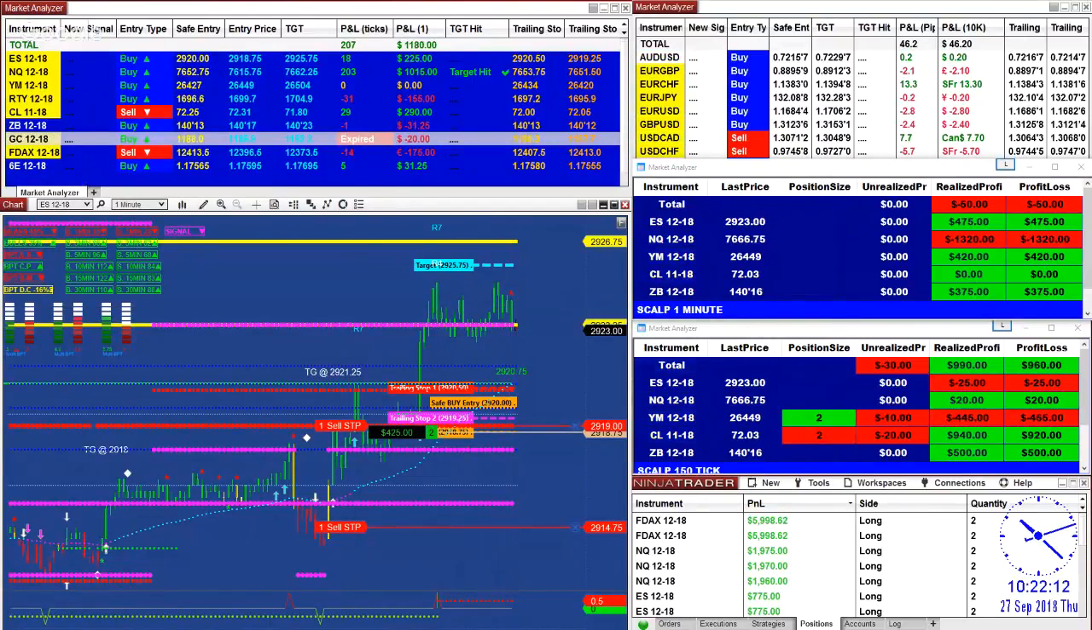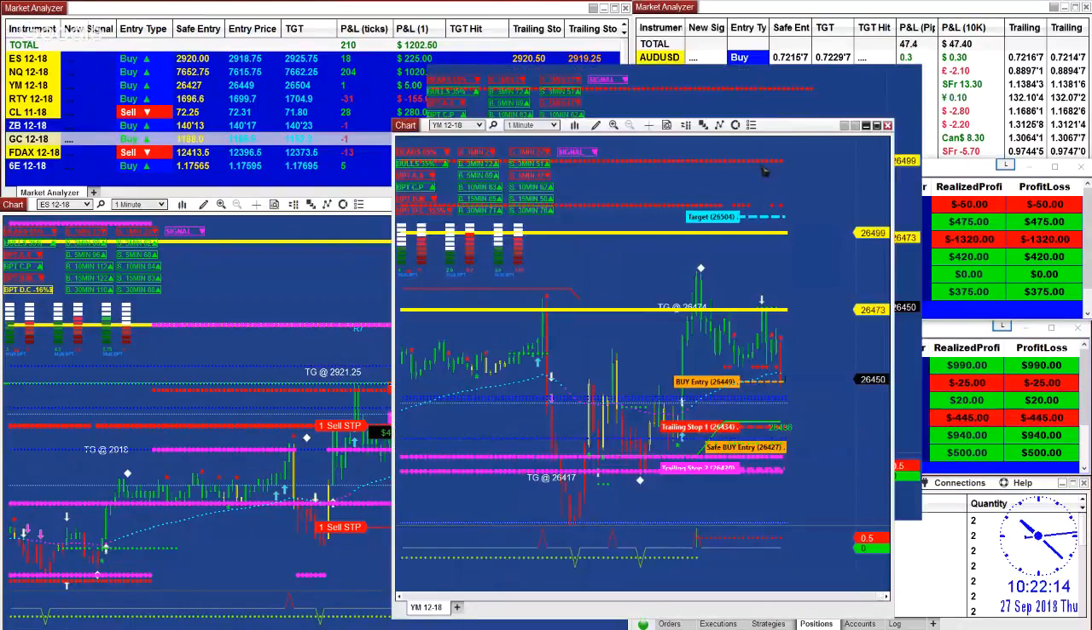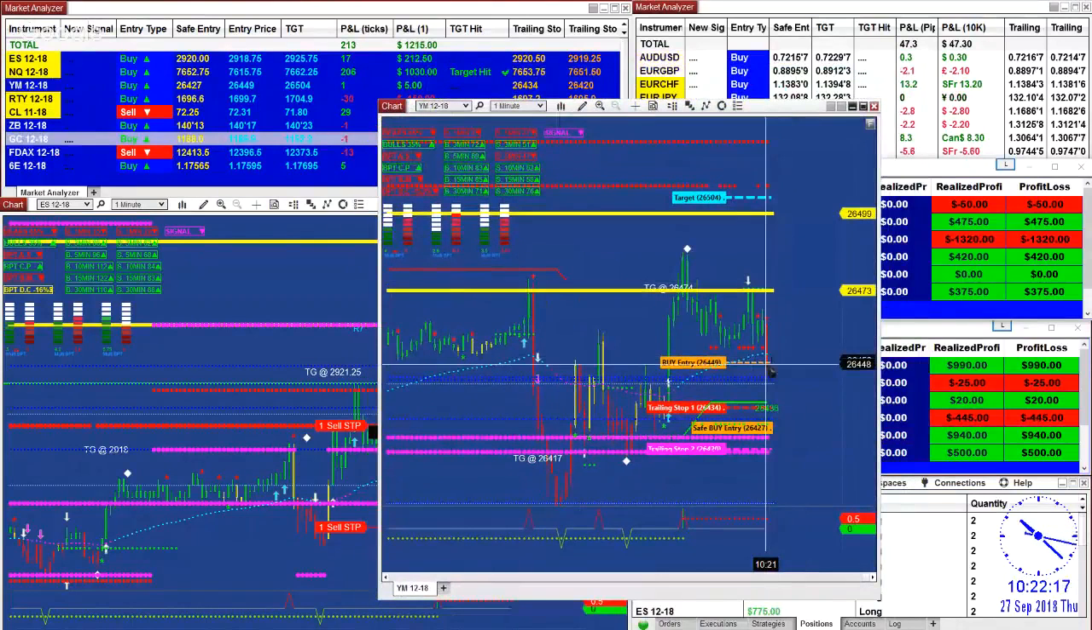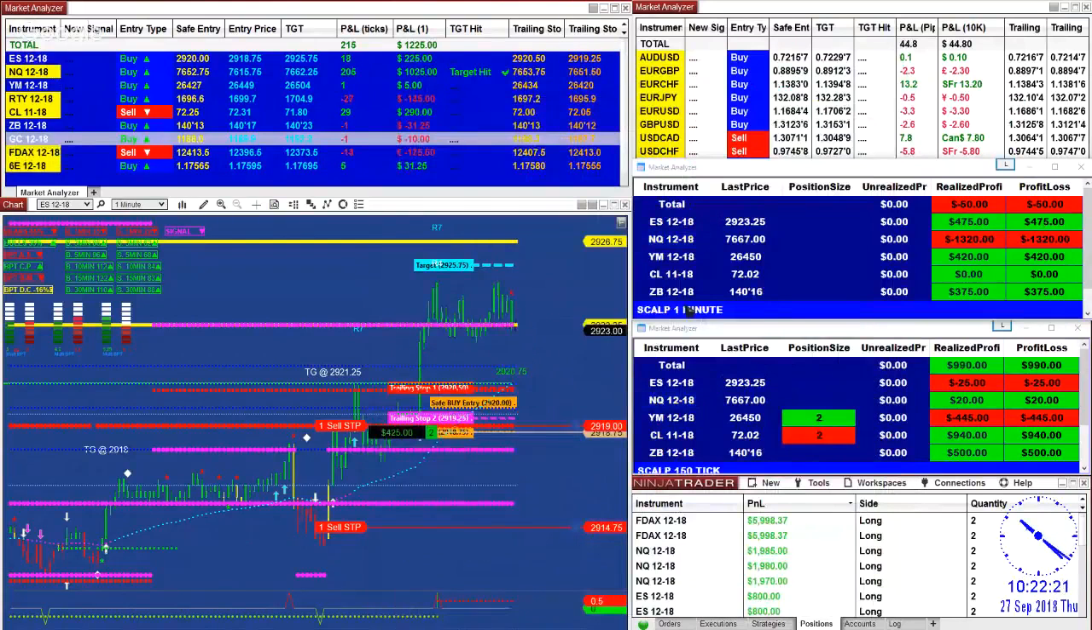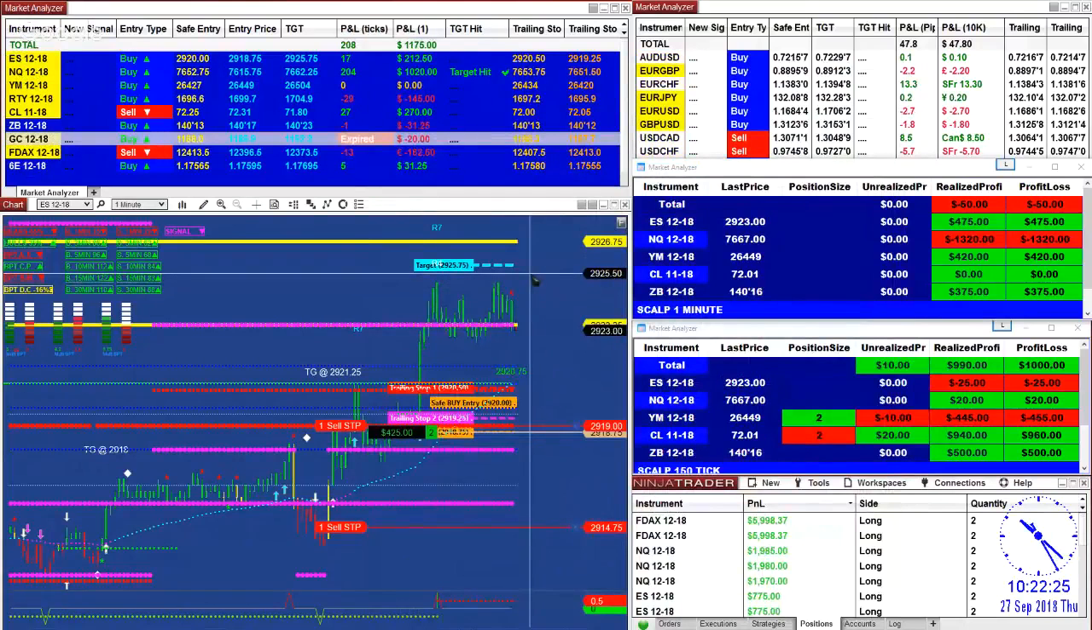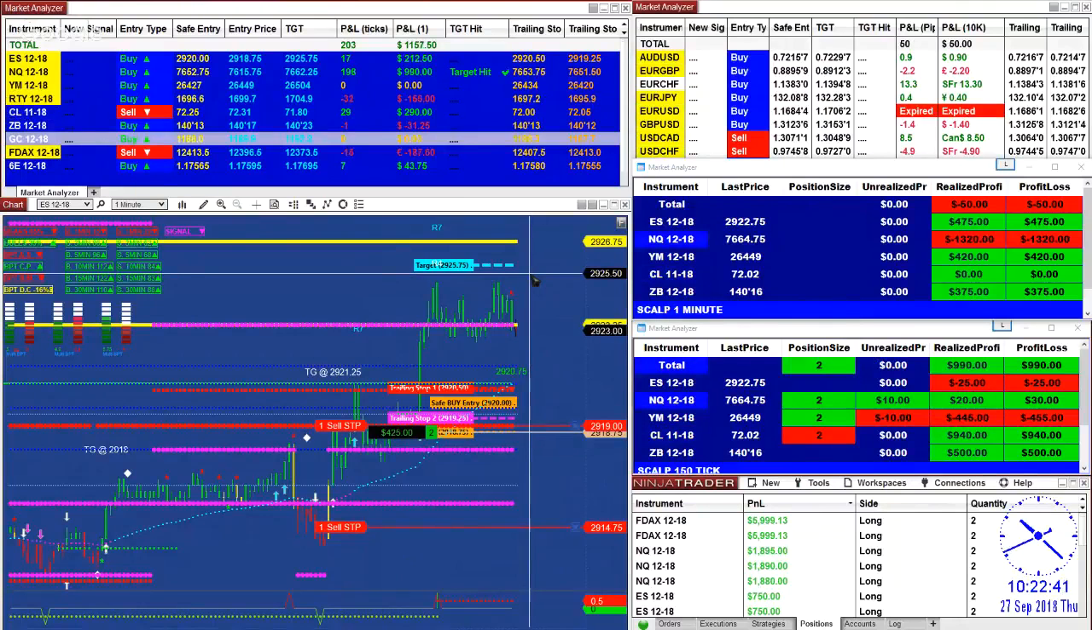NASDAQ is losing momentum, and YM is giving up all its trades. And now we have the ES losing momentum. So that's why I strongly advise not to take a long trade on the ES, as it starts running out of steam. And there is nothing we can do on that ES, NASDAQ, and Dow Jones right now. There is nothing we can do.